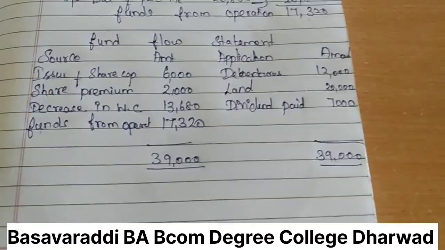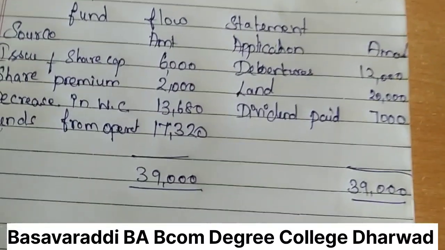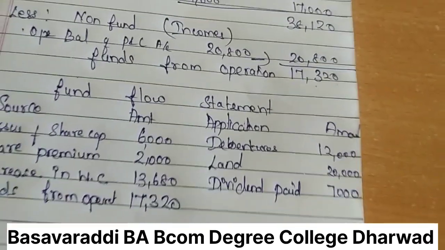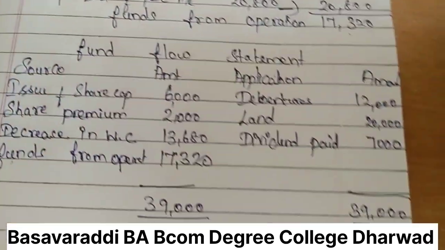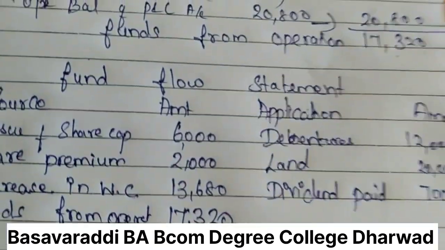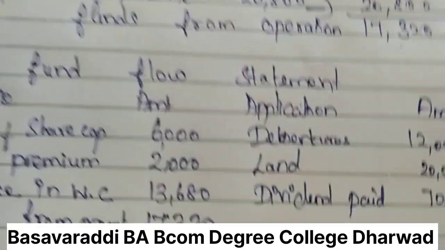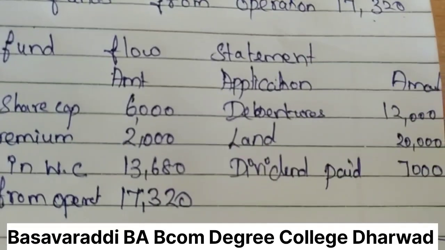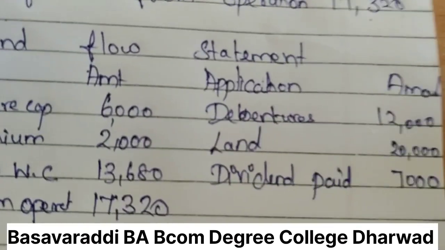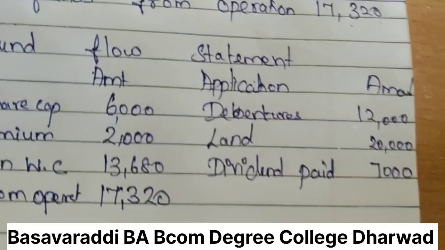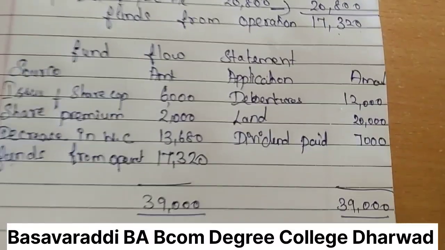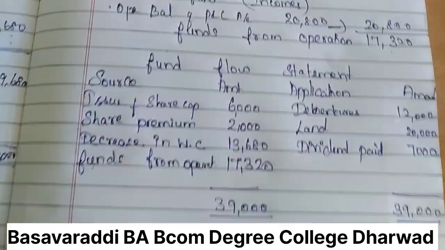Next one comes to the application side. Already I told you what is meant by application. Application is nothing but what and all loss, what and all purchases, what and all paid to somebody. All those things are considered as application. Here debenture 12,000. The next one is land purchase. 20,000 excess, how much is purchased, that only we have to enter here. The next one is dividend. We pay to somebody, that is an application for the business, 7,000. The next, all those you have to complete depending upon your problem.